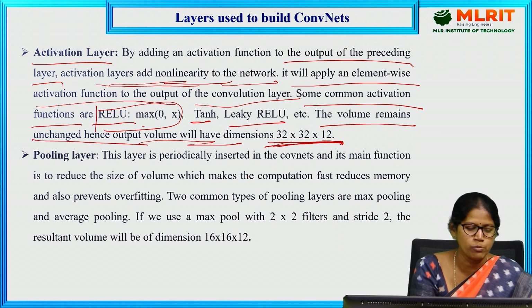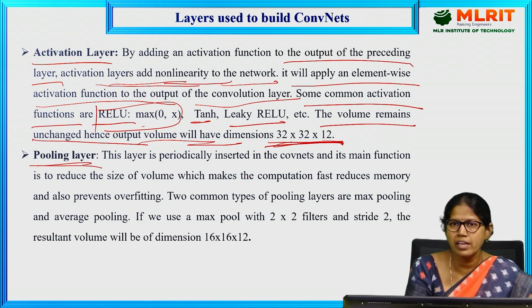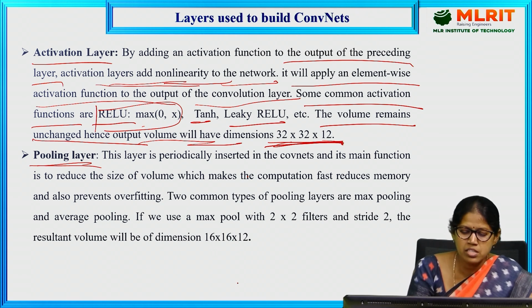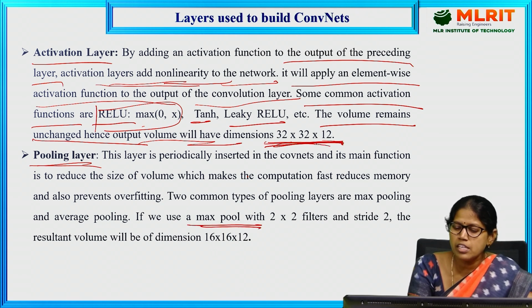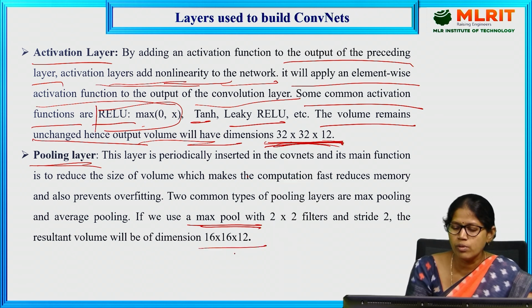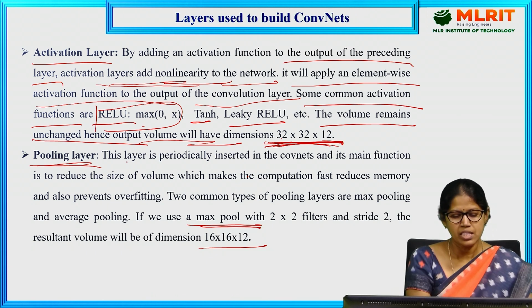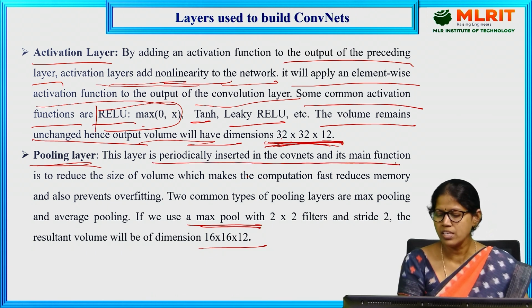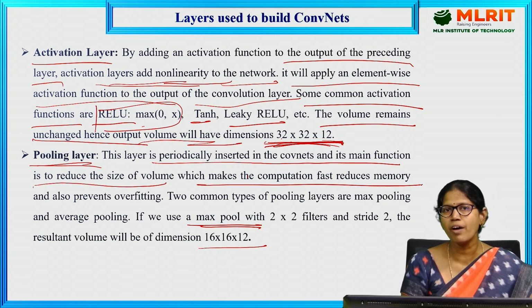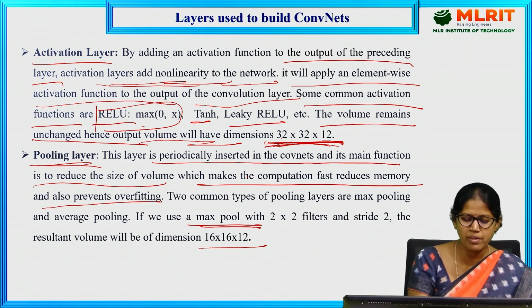The next layer is pooling layer. Already we have discussed this in this session. In this pooling layer, it considers the max pool, the maximum. If it is 32 by 32 by 12, the output is 16 by 16 by 12, because it will take half of the input. It will take the total image into half as the output. This layer is periodically inserted in convnets, and its main function is to reduce the size of the volume, which makes the computation fast, reduces the memory, and also prevents overfitting.